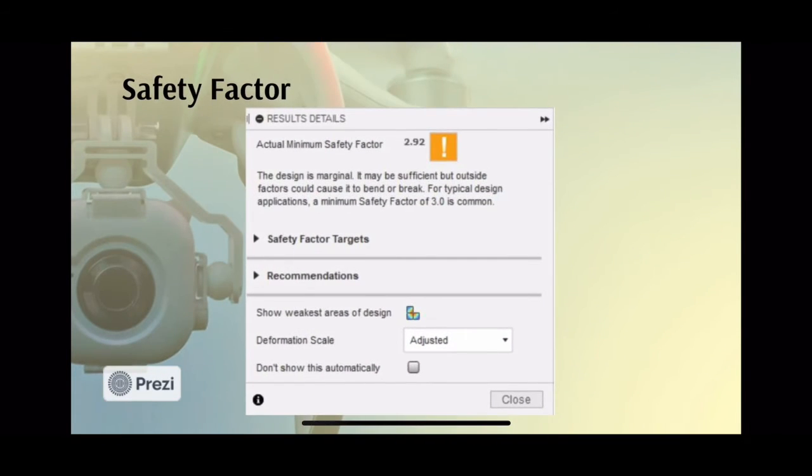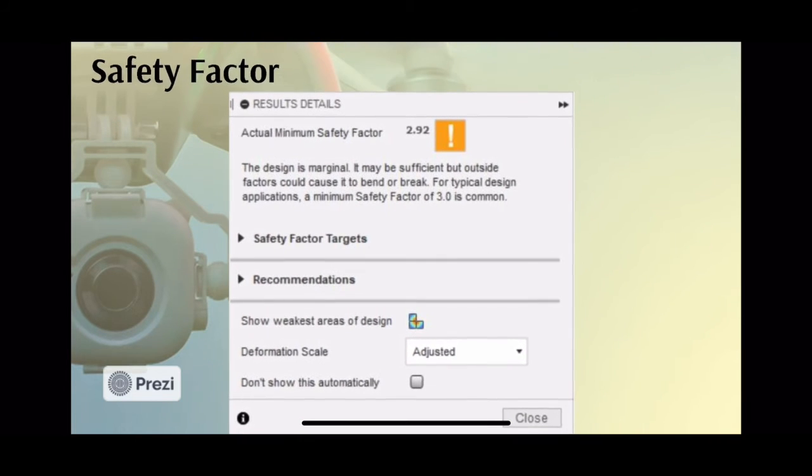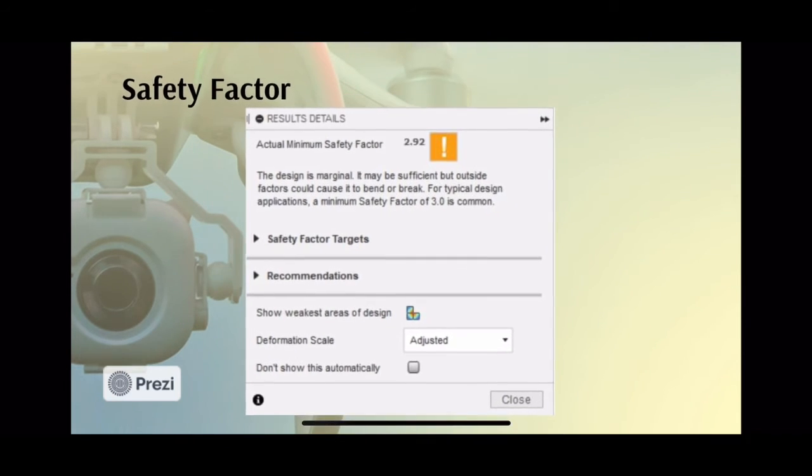Next, I want to talk about the safety factor. The safety factor from the analysis is 2.92. This shows that the product is safe to use because it passed above a safety factor of 1.